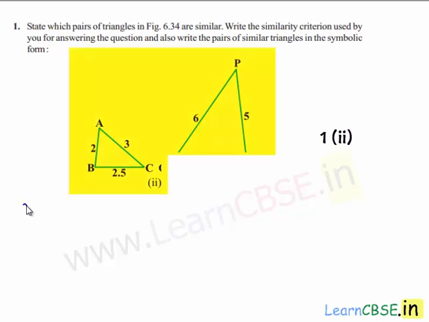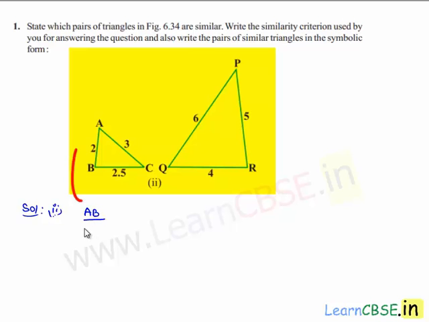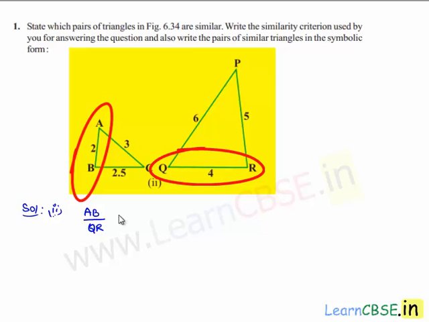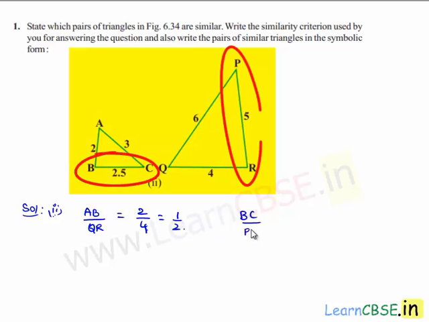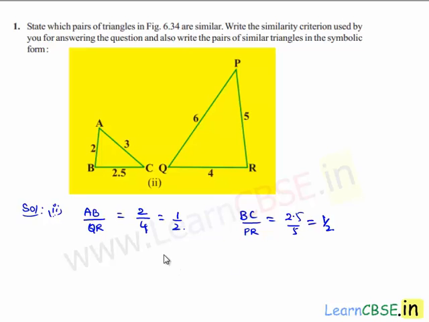Now moving on to the solution for second bit of first problem. Here let us take the ratio of sides, that is consider AB by QR, that will be equal to 2 by 4, which is nothing but 1 by 2. And in the second case, let us consider BC by PR, which will be equal to 2.5 by 5, that is nothing but 1 by 2 again. And finally let us consider the ratio of AC by PQ, which is nothing but 3 by 6, that is equal to half.